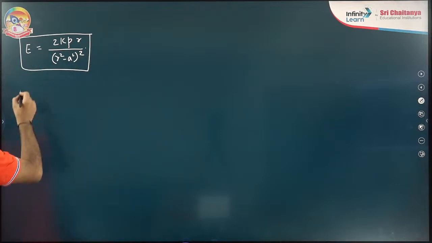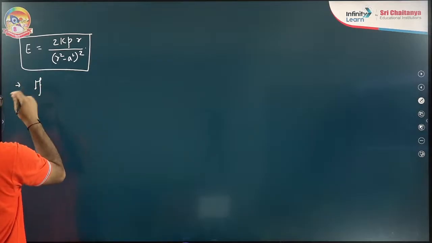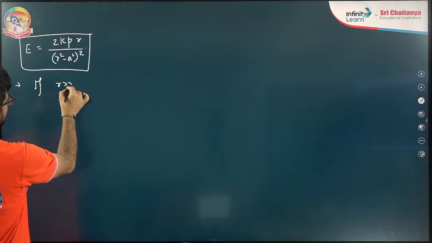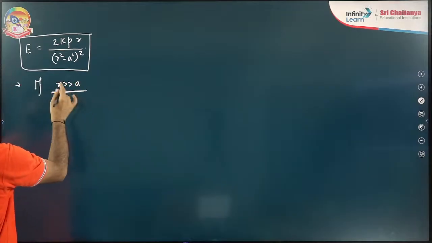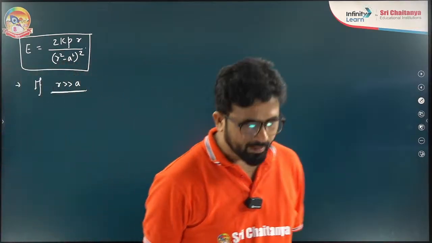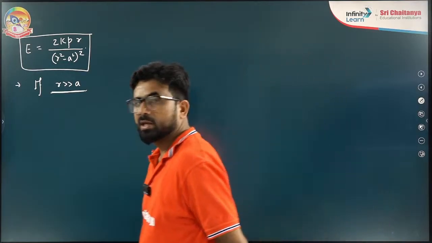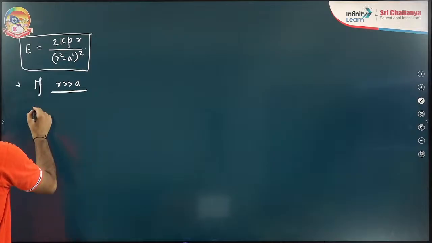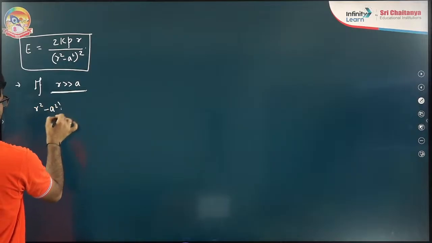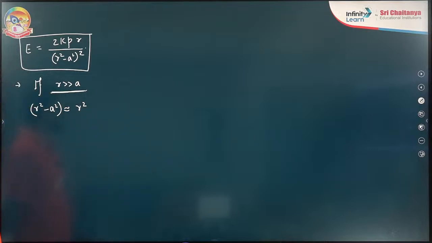Now I am putting one more thing here, beta. The approximation: if r is very much greater than a, and in maximum questions, 90% of the time this is given to you in the paper, that r is very much greater than a. At that point of time, what will happen? If r is much greater than a, then r square minus a square is approximately equal to r square only, because a square is very small compared to r square.